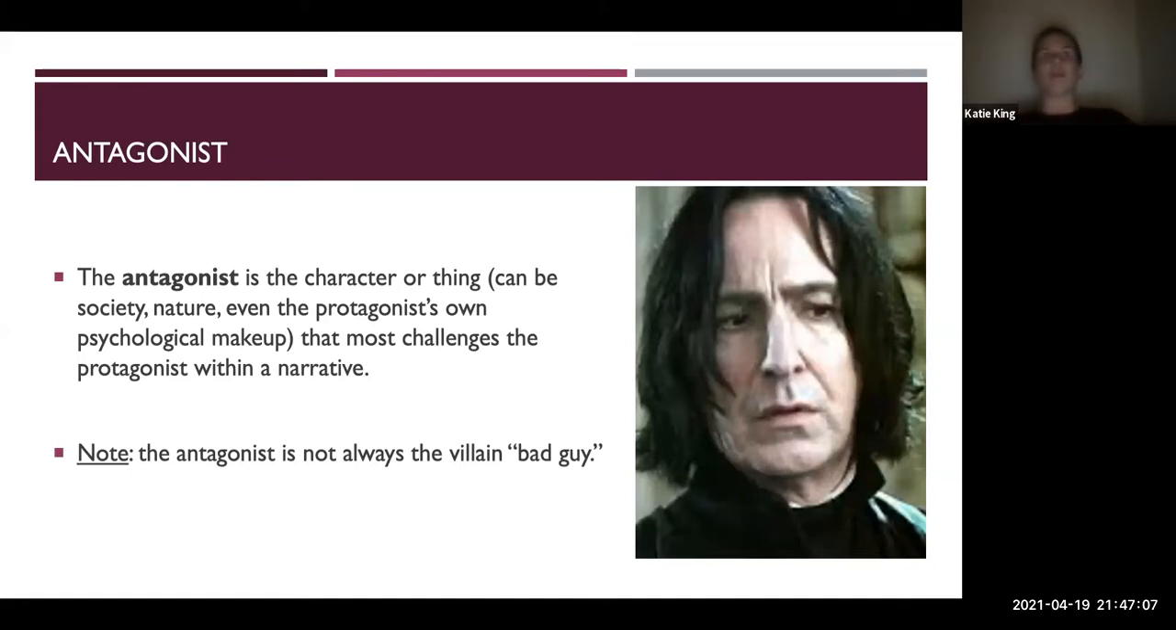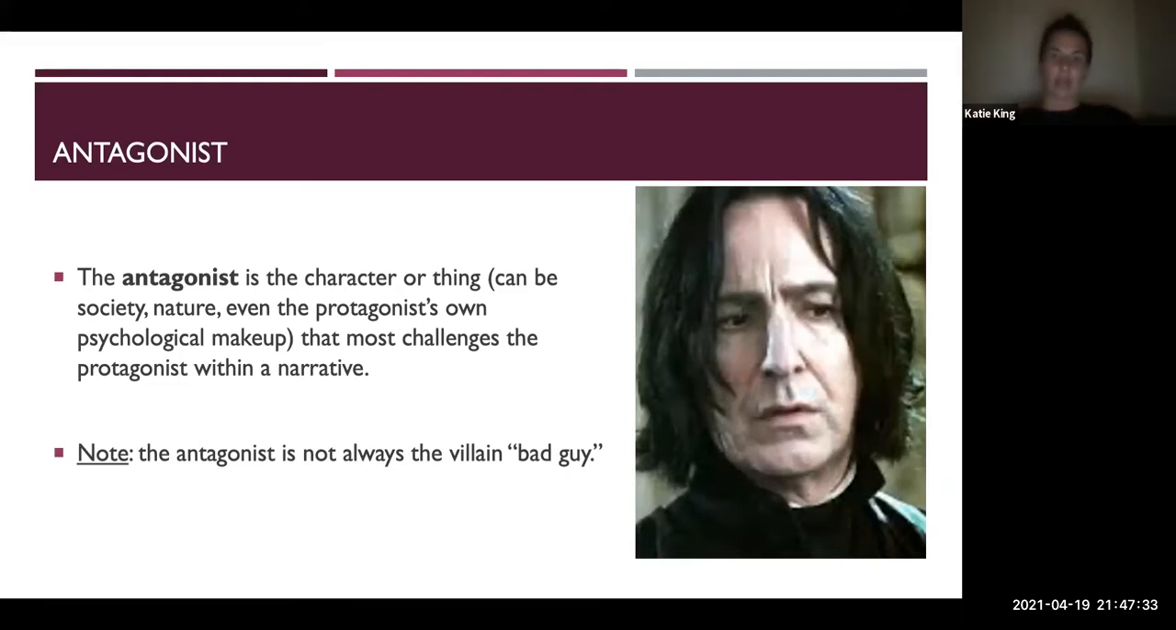If anyone's ever read Stephen Crane's The Open Boat, it has nature as an antagonist, which is not uncommon for naturalist texts like The Open Boat. So it's the thing or character that most challenges the protagonist within the narrative. Again, it's not necessarily the bad guy.